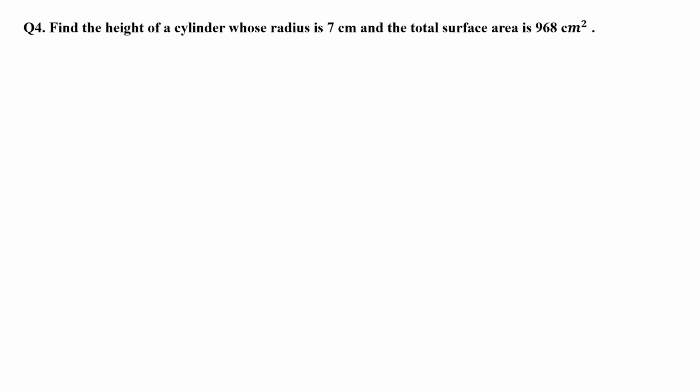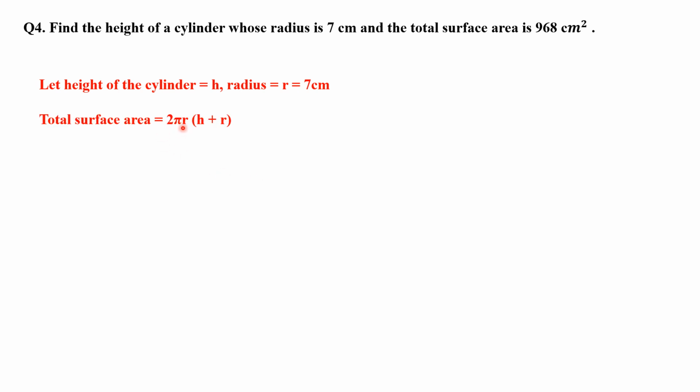Okay. Question number 4. Find the height of a cylinder whose radius is 7 centimeter and the total surface area is 968 centimeter square. So here I am assuming the height of the cylinder to be h and radius is given as 7 centimeter. Also total surface area of the cylinder is given as 968 centimeter square. And the formula to find the total surface area of the cylinder is 2 pi r times the sum of h and r, right?